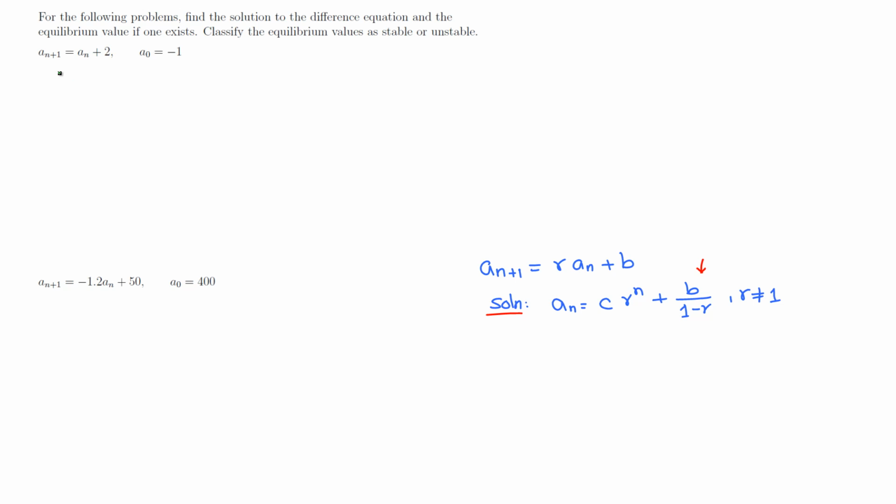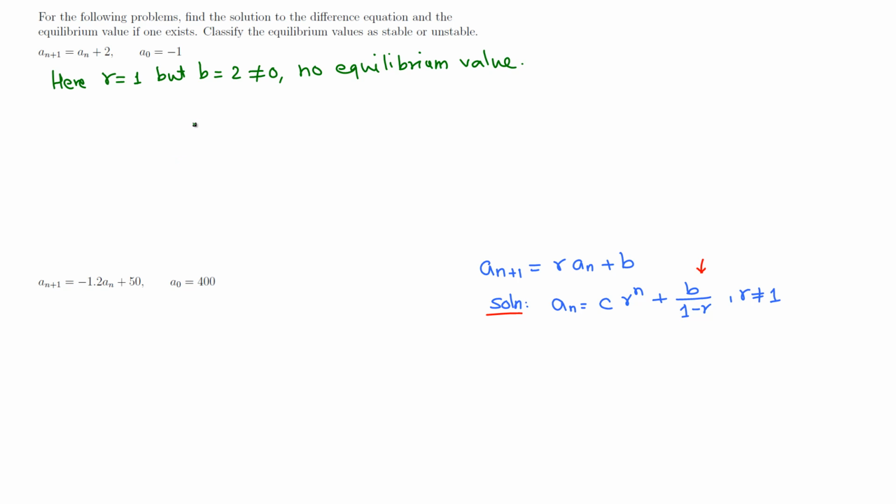In this case, r equals 1, but b, that's 2, is not equal to 0. That means no equilibrium value. If b were 0, then every number would be an equilibrium value.